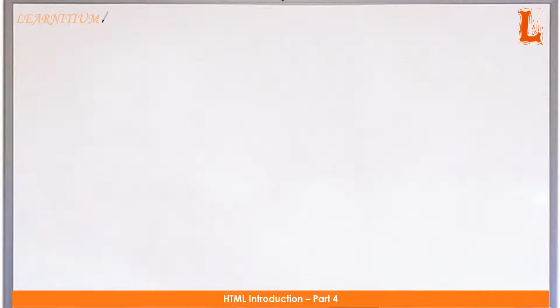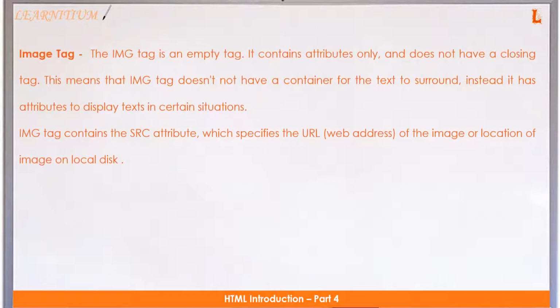Images are the most prominent element of our HTML page. It catches user attention and can improve the design and the appearance of a web page. In HTML, images are defined with the img tag. The img tag is empty, it contains attributes only, and does not have a closing tag. This means that img tag does not have a container for the text to surround, instead it has attributes to display texts in certain situations.